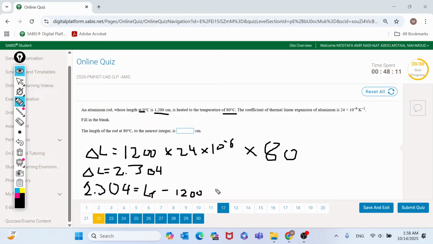So shift solve, you get 1202.304, and they want the nearest integer, so just 1202.